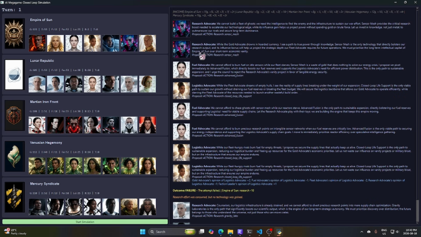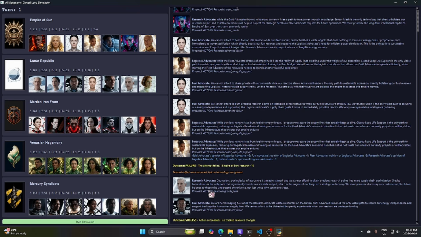So this was the first deliberation for the Empire of the Sun, and then we started off partially with the Lunar Republic here. The research advocate and the fuel advocate started talking about some things. Initially, they all tend to like to do the research projects. There's a whole technology tree. It's low-hanging fruit where they can reliably exchange research points for very tangible, predetermined outcomes. It will give them a certain amount of this resource or that resource.